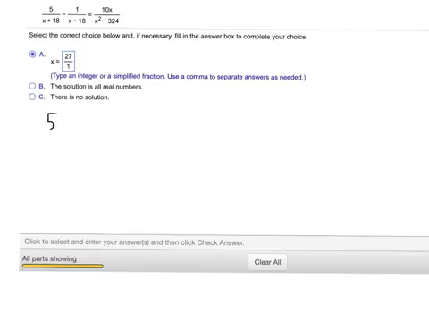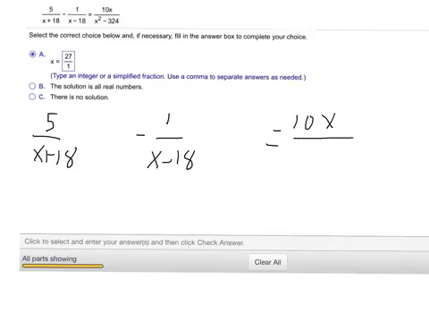So I'm a little sloppy here, but it's 5 over x plus 18. I'm going to leave myself some space for multiplying by the LCD. Minus 1 over x minus 18. I'll leave myself some space again, equal 10x. I need to factor that denominator, and it'll factor to x minus 18 and x plus 18.